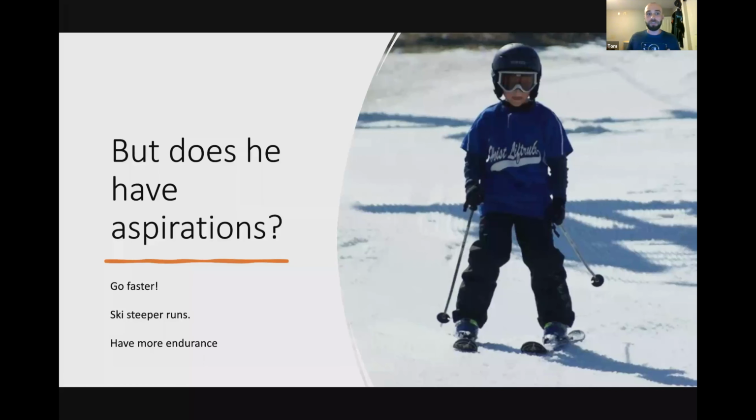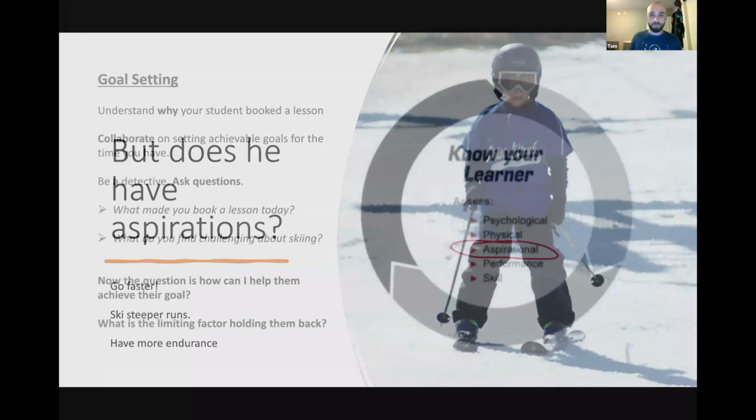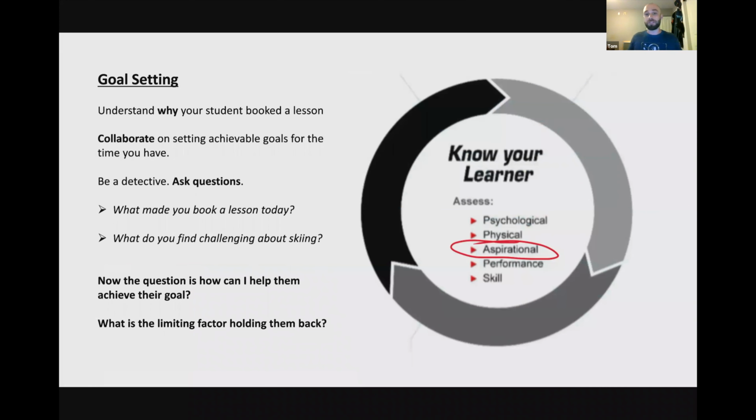But if our student has aspirations to go faster, ski some steeper runs, get on different terrain, maybe have more endurance, getting out of a wedge stance, then there's a lot of things we can do to help him out. So the point is that we need to understand our students' aspirations. So we need to set some goals. It's really important that we understand why our students book a lesson, and you can sort of collaborate with them on the goals to make sure that they're appropriate for their skill level and the time that you have. So at this part of the lesson, you want to be a detective.